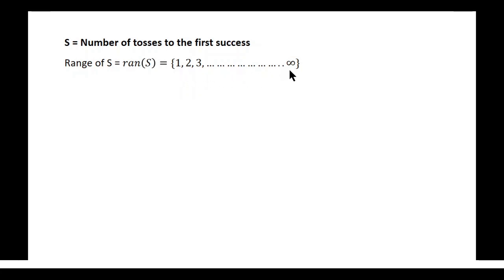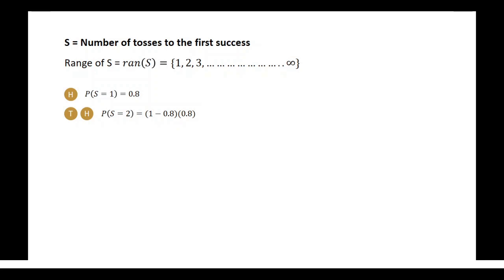If you get success in the first toss, S is equal to 1. If you get success in the second toss, S is equal to 2, and so on. Thus, S is an example of a discrete random variable, and it will have a probability distribution. Note that in this experiment, each coin toss is a Bernoulli trial.